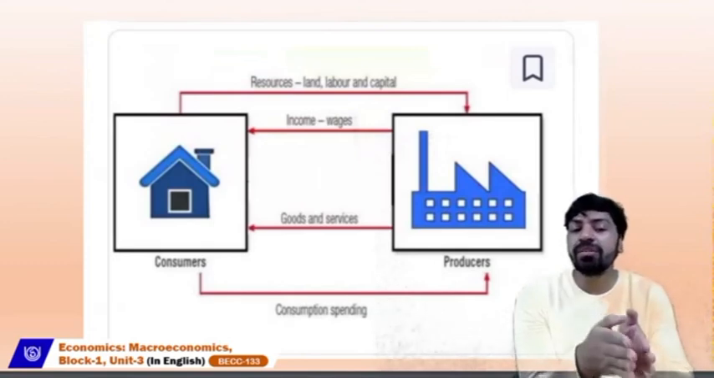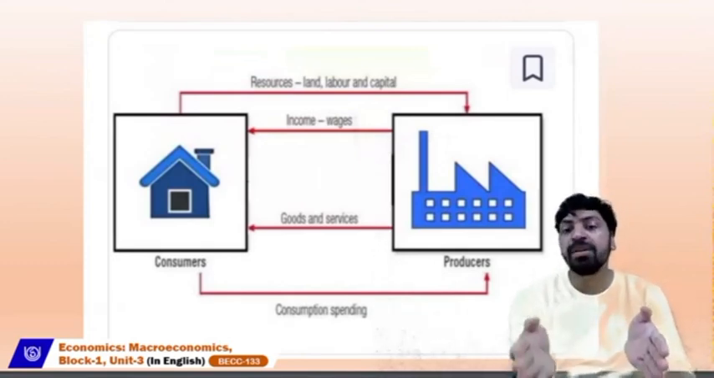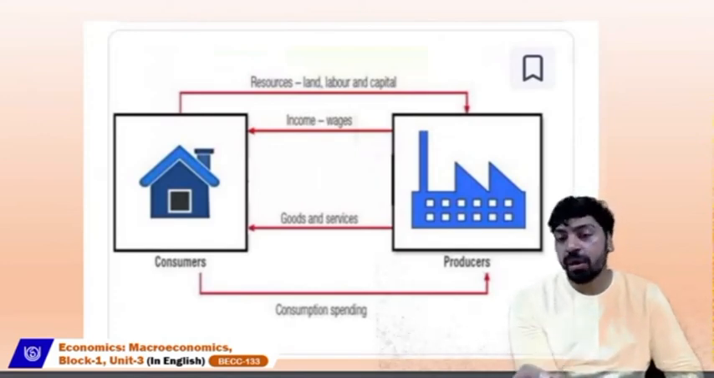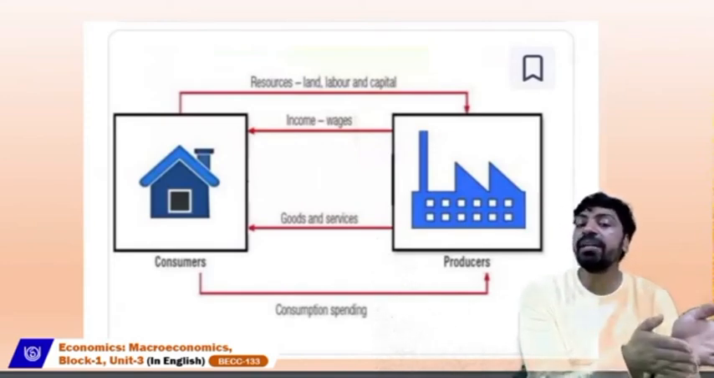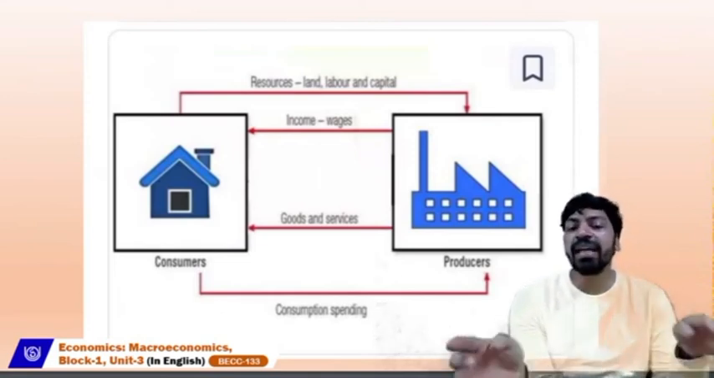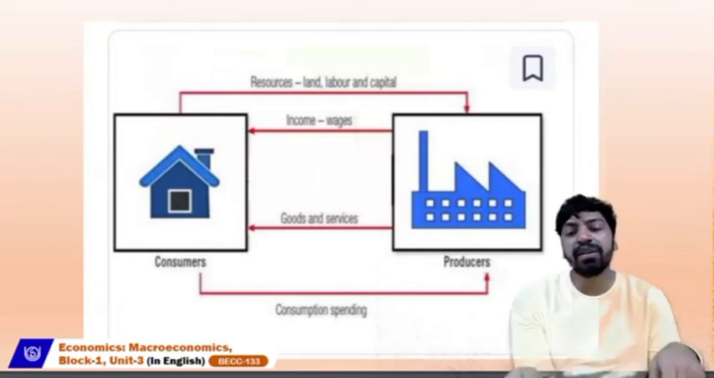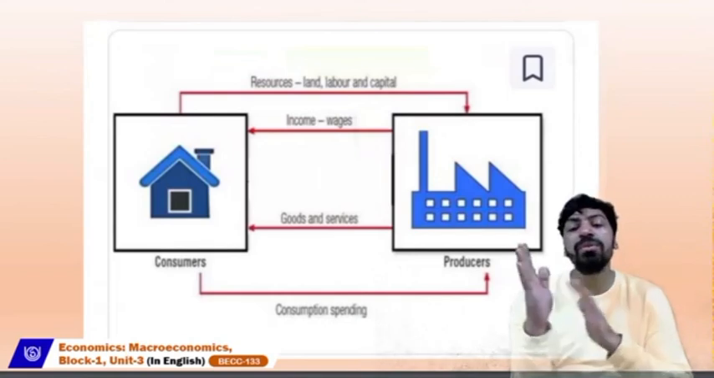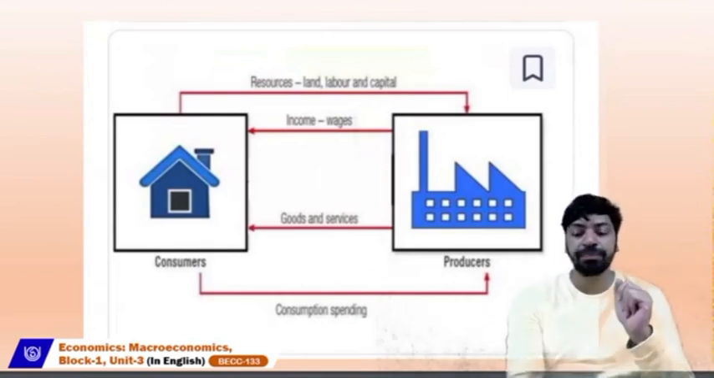Automatically the consumers use that income to buy goods and services from the producers, and ultimately from the organizations or firms, and the firms produce those goods and services for the household. This is how consumption spending goes on, and it is called the circular flow of income between the households and the firms or businesses.